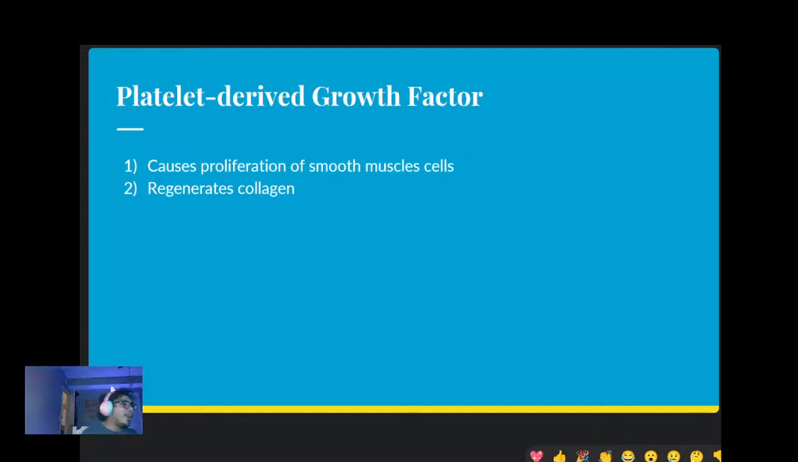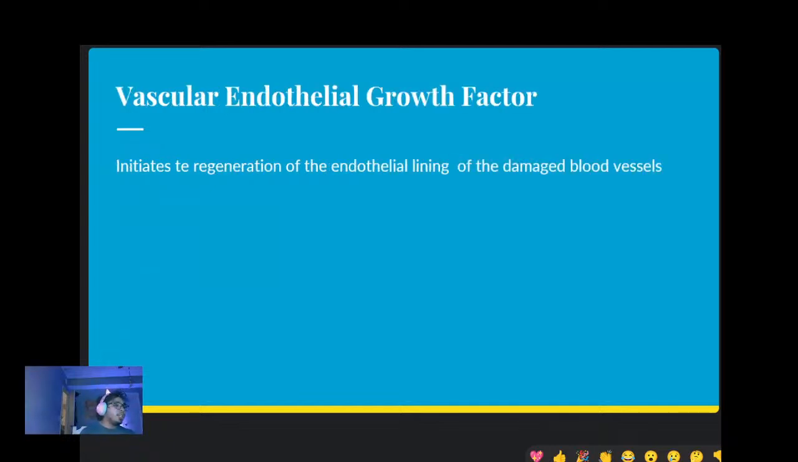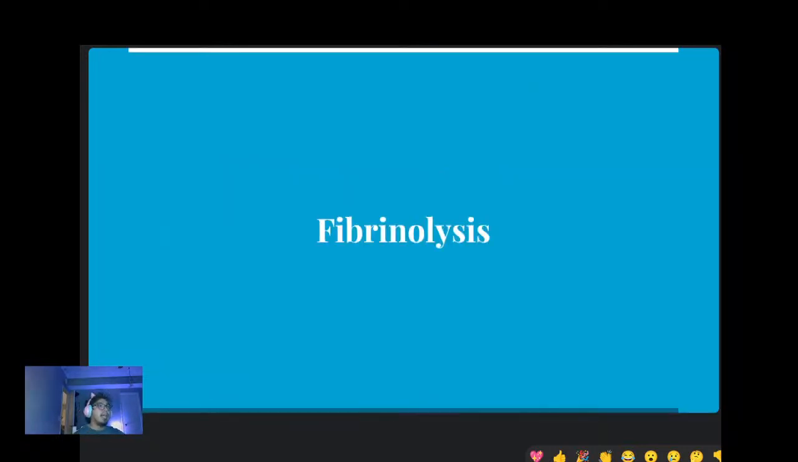Anyways, let's move on to the next thing, which is VEGF. VEGF is known as vascular endothelial growth factor, and its main function is to initiate the regeneration of the endothelial lining of damaged blood vessels. Okay? It regenerates the damaged endothelial blood vessels. All right. Now, let's go to the next two slides. I think, yeah, there you go.